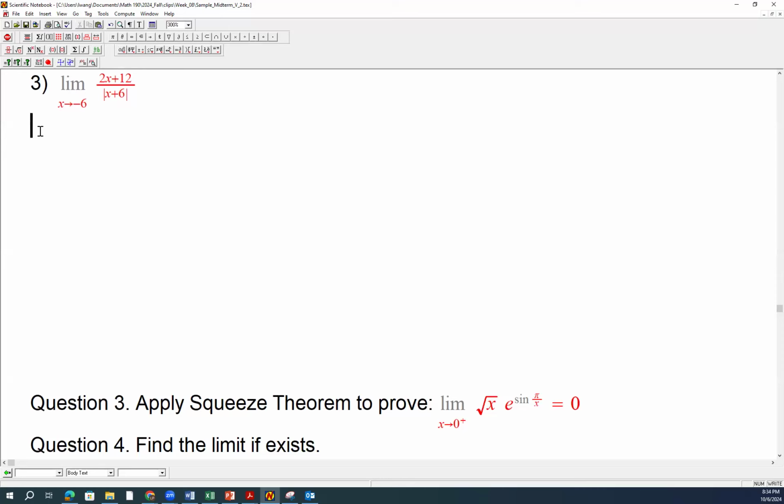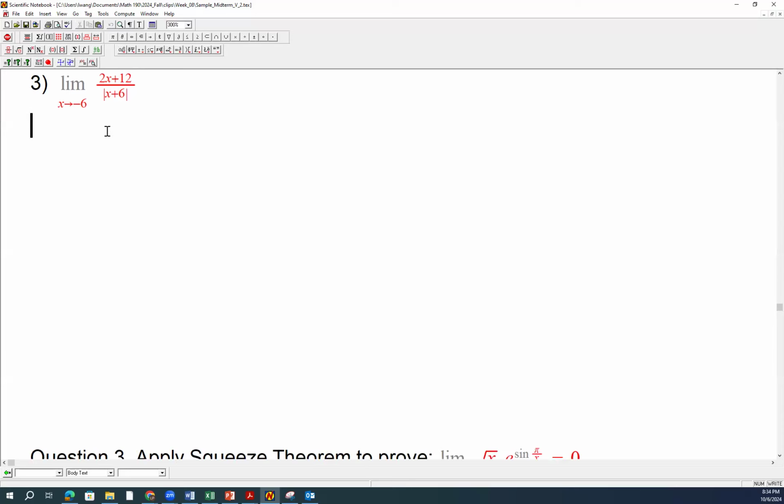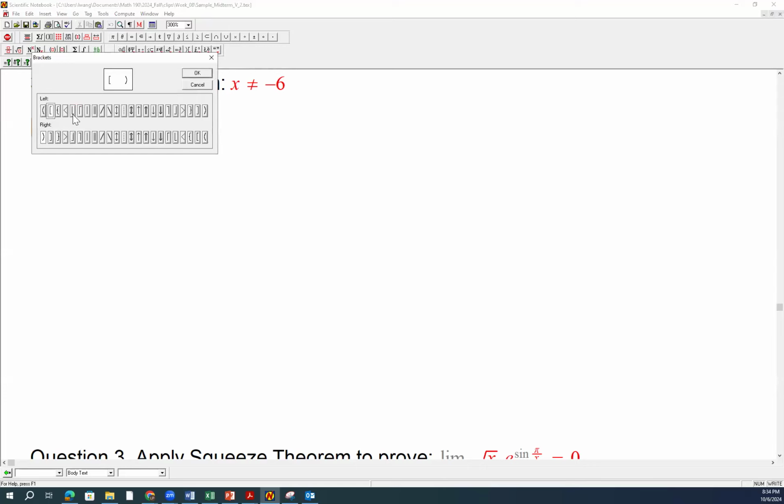Number 3 is a question where the limit is questionable. We need to consider the limit from the left and right when x is approaching -6, because of the absolute value issue. Of course, we need to be aware of the domain. X approaching -6, but x cannot be -6 because -6 is not in the domain. In terms of x plus 6, it equals two pieces, which we're going to convert to a piecewise function.